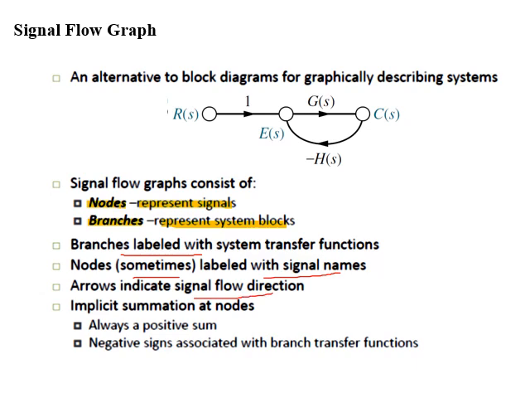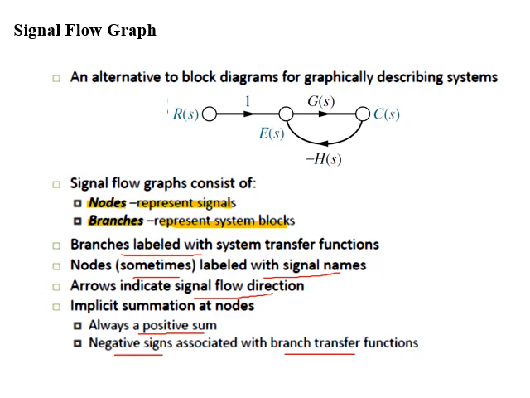If two branches are entering a single node, this node will also perform the function of a summing junction, and you have to be conscious of the sign of the signal or the branch gain. Students, branches labeled with transfer function are also known as branch gain.